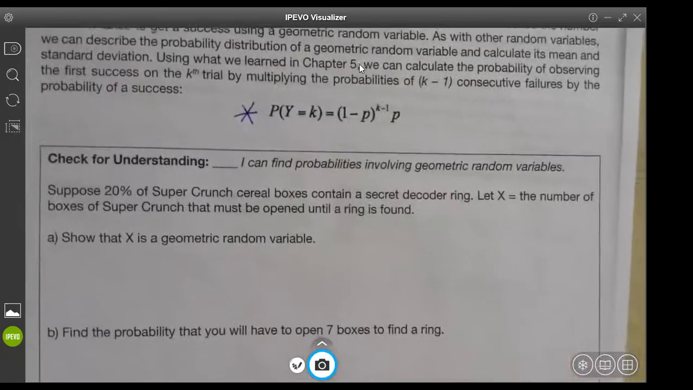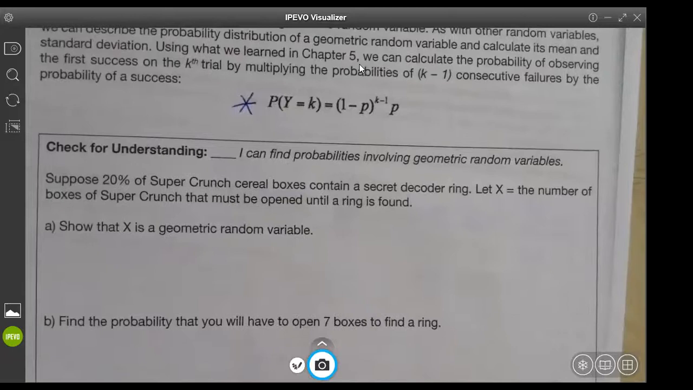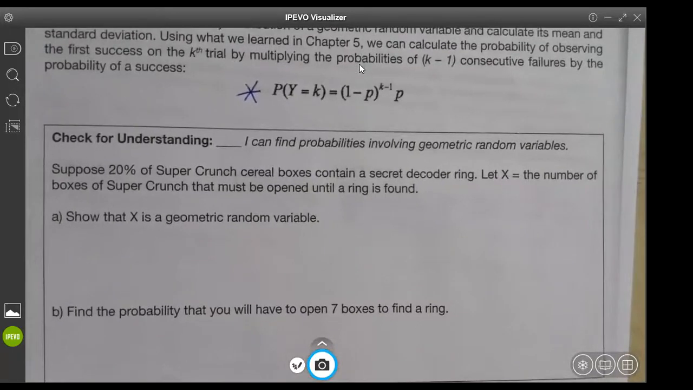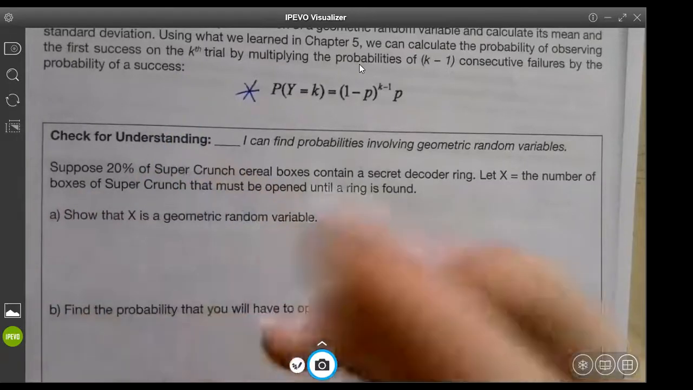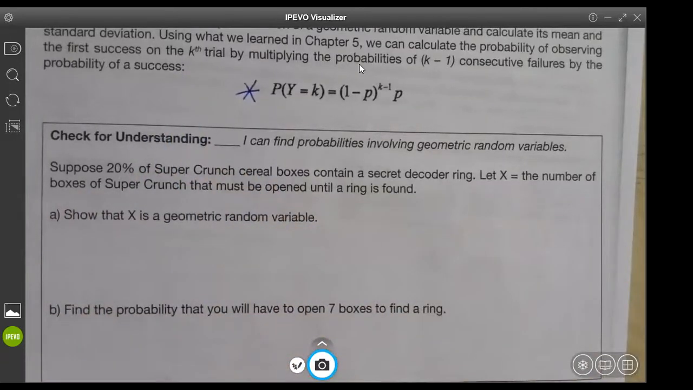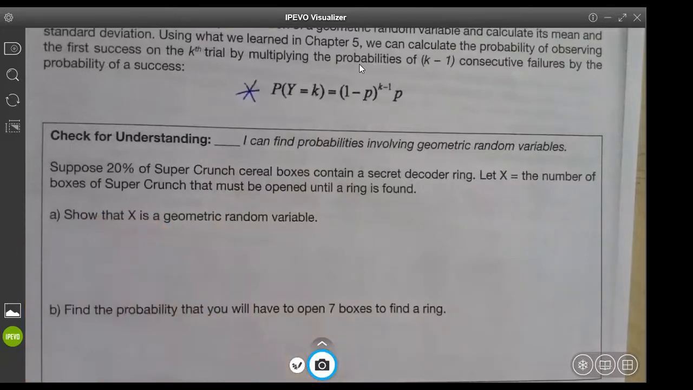All right, so suppose 20% of Super Crunch cereal boxes contain a secret decoder ring. Let X equal the number of boxes of Super Crunch that must be opened until a ring is found. So show that X is a geometric random variable. So you can still use the binomial conditions because what is the difference between the binomial and the geometric? Just the end part, right? Just the end part. So what's the B part? So that's what we're going to do. I'm just not going to list out the word binomial, okay?